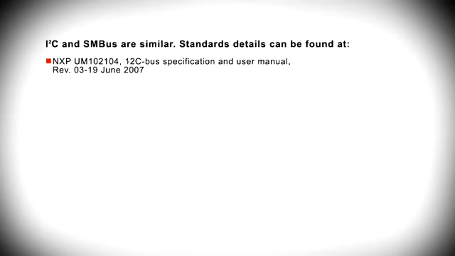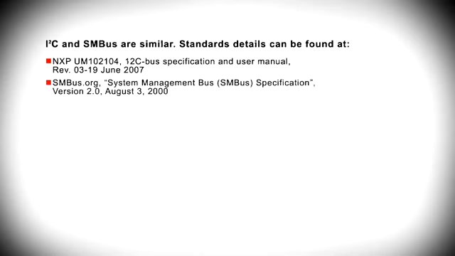I'm here to talk to you today about I2C and SMBus isolation using our industry-leading SI8400, SI8401, and SI8405 bidirectional isolators. I2C and SMBus are similar. Standards details can be found at NXP UM10204, I2C bus specification and user's manual, June 2007, or smbus.org, System Management Bus Specification, August 2000.